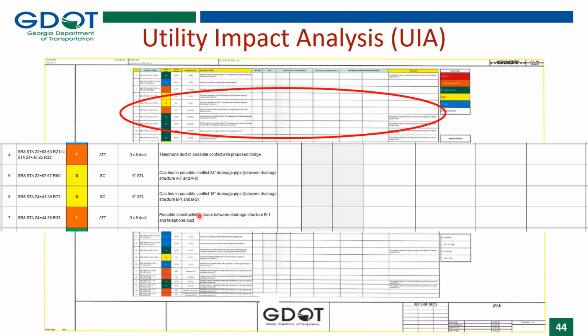And this is how it's shown in the UIA. The bridge bents have a range because that telecom line was in potential conflict at the start of the bridge and at the end of the bridge. However, for conflict number 7, it was only a spot conflict with that catch basin. And that was structure number B1.